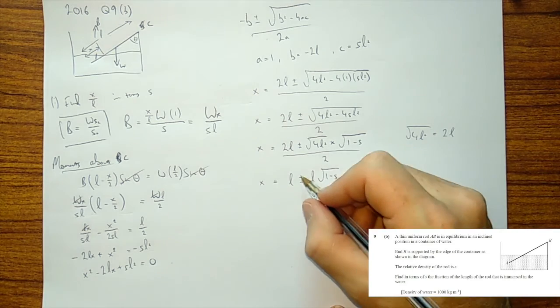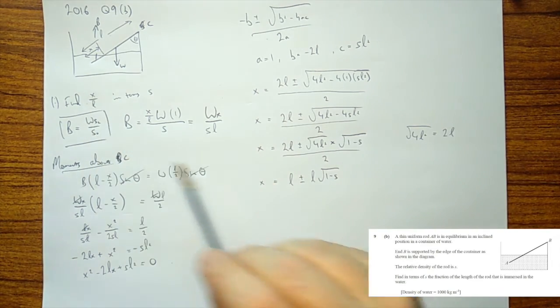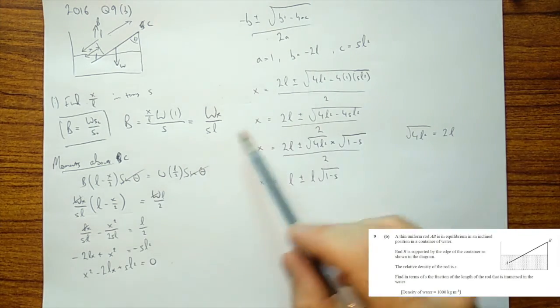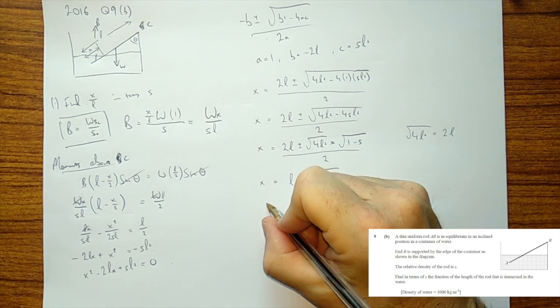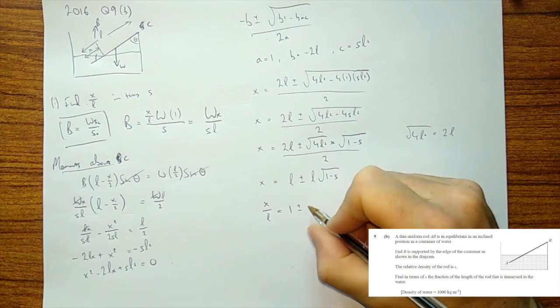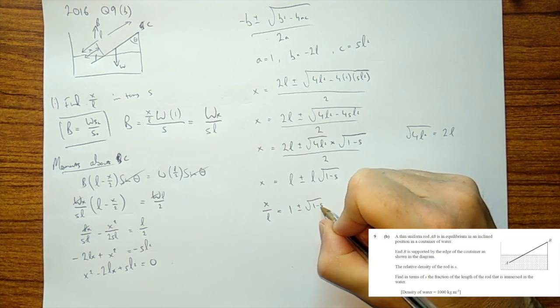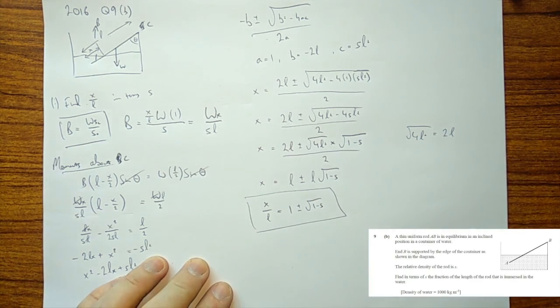Okay. Now, we wanted to find x over L. So this is kind of where that small bit of trickiness is, small bit of understanding what we're looking for. So we'll divide both sides by L. X over L now equals 1 plus or minus root of 1 minus S. Okay, and that there is our answer.